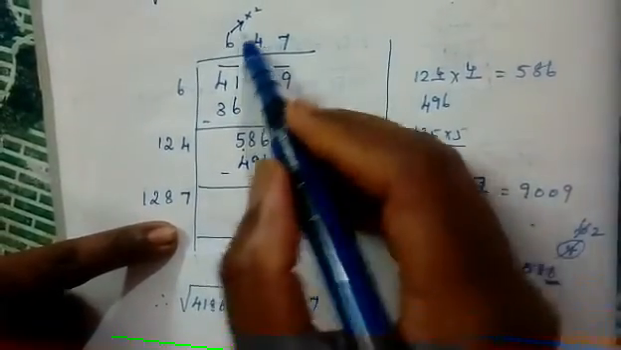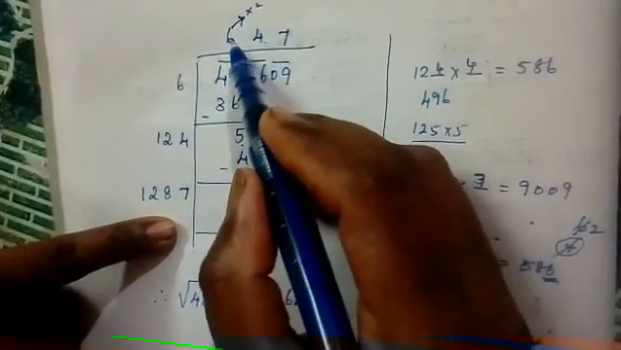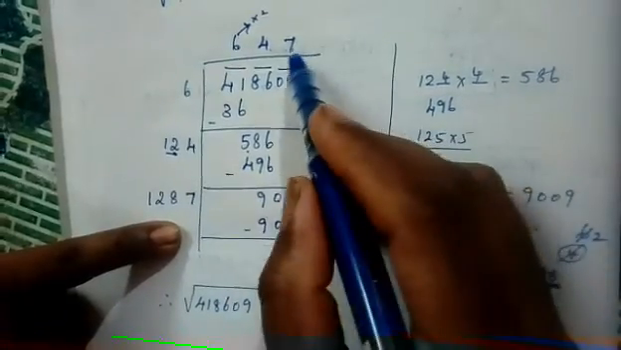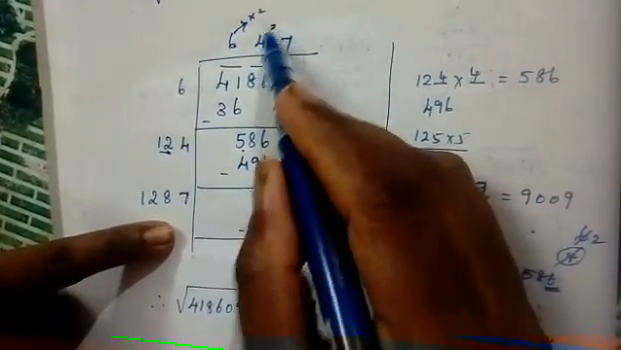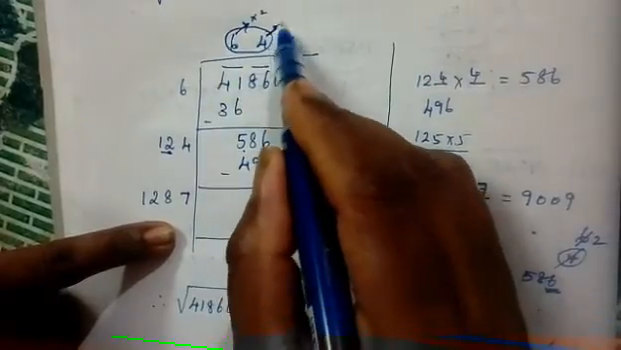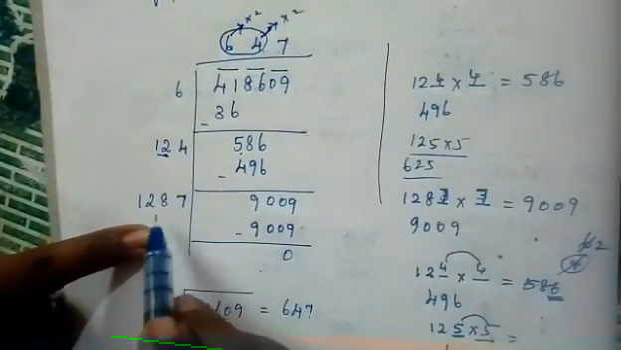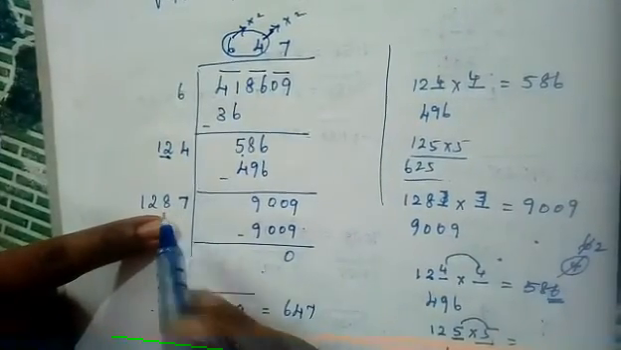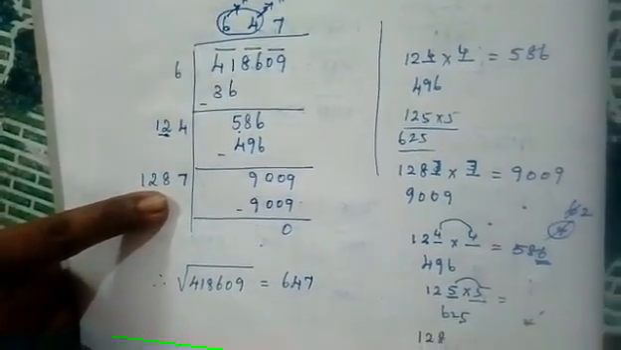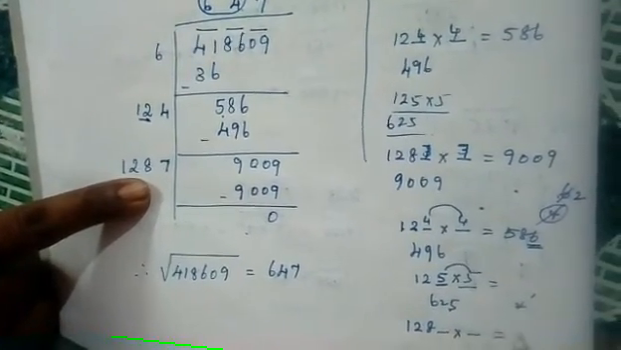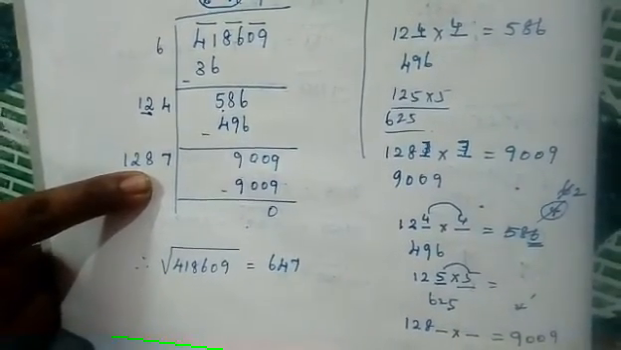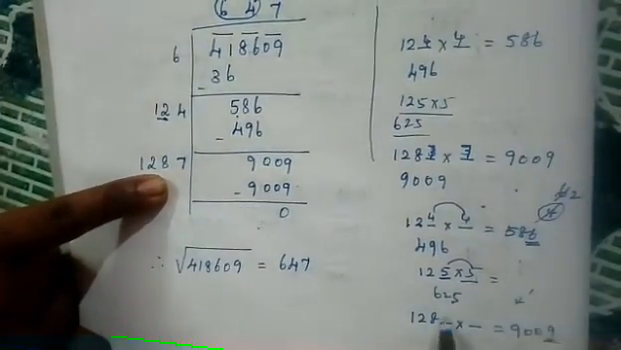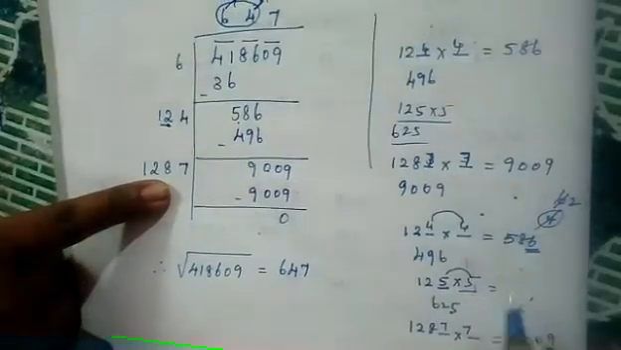Now the second step. After the first step is complete, the quotient multiplied by 2, that is 12. Then for the next number, fully you have to multiply this by 2. 64 multiplied by 2: 4 2s are 8, 6 2s are 12, 128. That 128 multiplied with which number do you get 9009? For ending with 9, the square numbers are 3 and 7. So 7 is possible, you have to check.